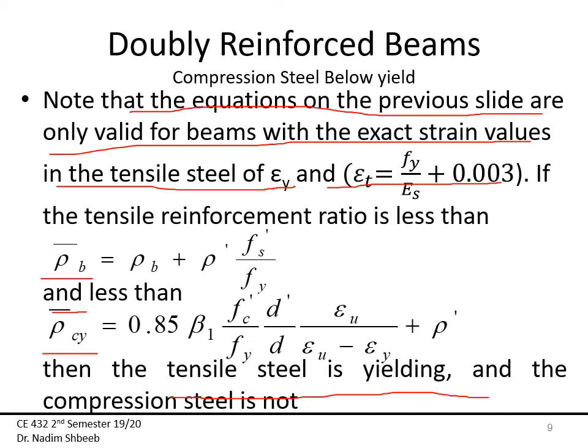Okay, but again, as I said, usually in the doubly reinforced case, it's a really rare case where the tension steel is not yielding. On the other hand, the compressive steel, not so much. It could actually be yielding or not, depending on the moment, depending on the cross-section, depending on the amount of steel that is used. So for me to find out if it's yielding or not, first I'll calculate the rho cy. If my rho is less than that, then my compression steel is not yielding.